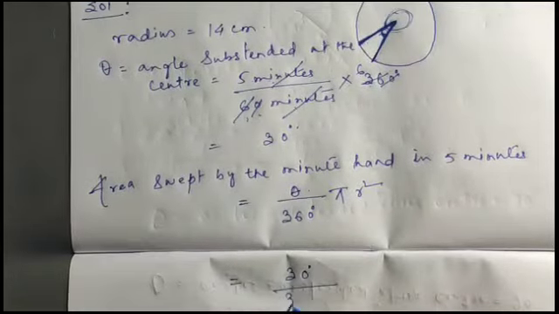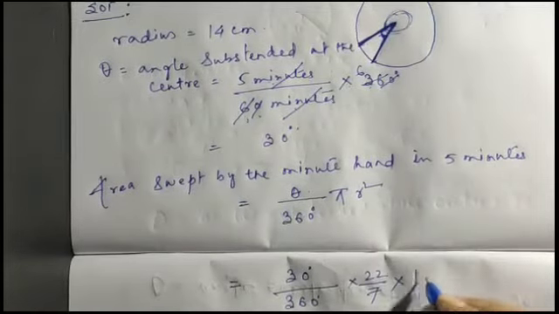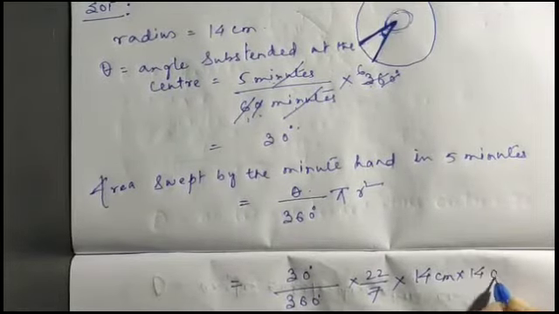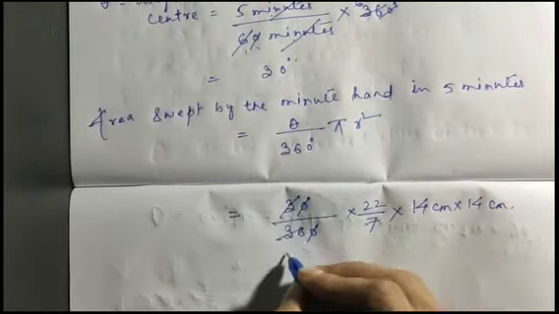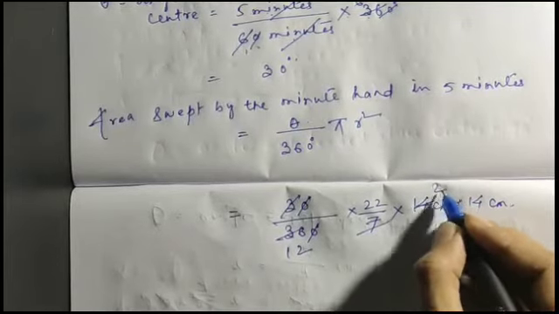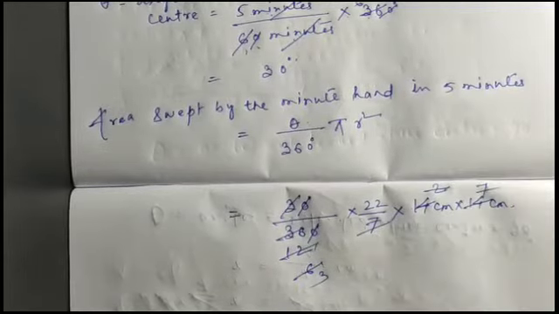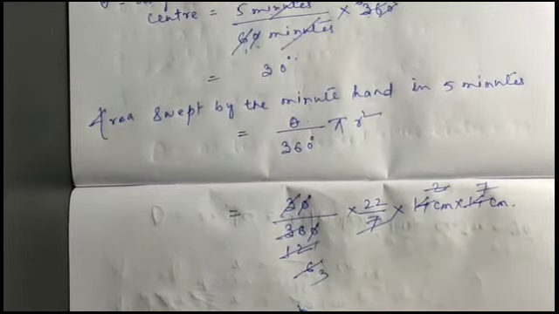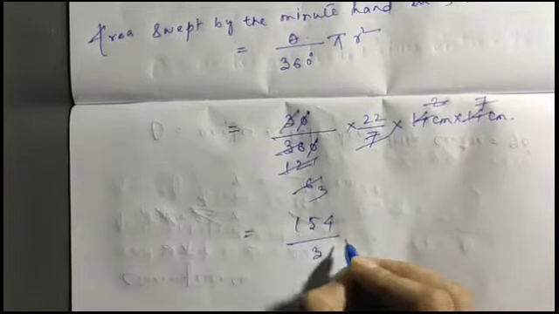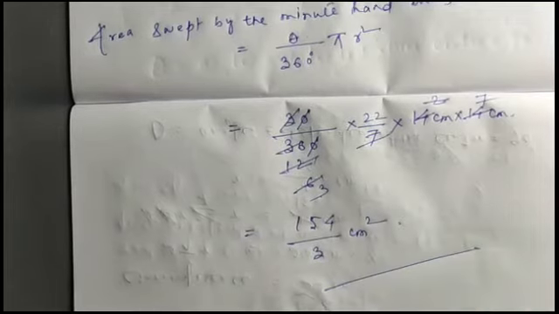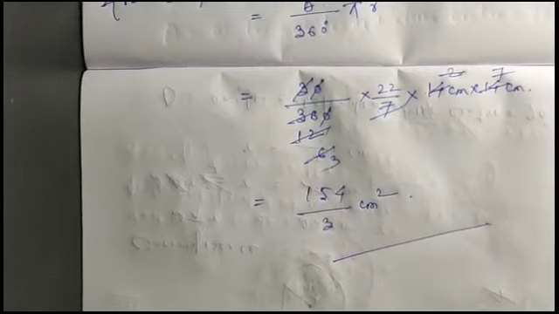Theta is 30 degrees by 360. Pi is 22 by 7, and the radius is 14 centimeters. So 14 centimeters into 14 centimeters. 0 cancel. 3 12s are 36, 7 2s are 14, 2 6s are 12, 2 3s are 6, 2 7s are 14. 7 into 22, 154 by 3 centimeter square. So this is how we find the area of the minor sector.